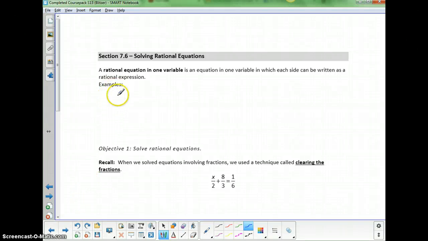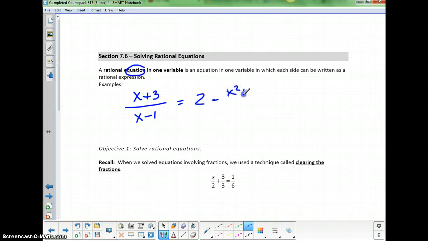Section 7.6 is about solving rational equations. Because this is a rational equation in one variable, we need to have each side written as a rational expression. For example, (x + 3)/(x - 1) = 2 - (x^2 + 4x - 3)/(x^2 - 4), for example.